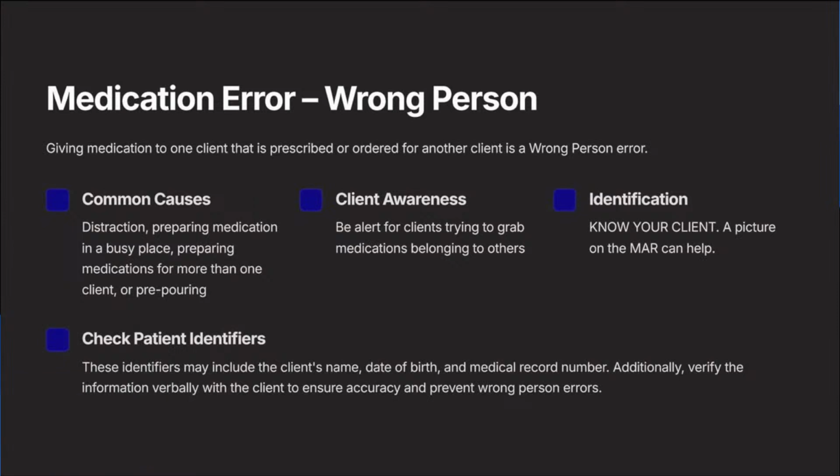You never go to a patient and say, hey, is your name Lucille? Because she's going to say yes, because she may be confused. So your patient identifiers can include the client's name and date of birth. Those are the 2 main identifiers. And then if they have an armband, you can also look at the medication record number. Additionally, verify information verbally with the client to ensure accuracy and prevent wrong person errors.